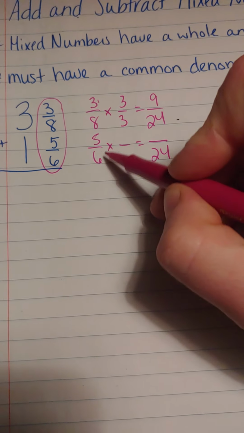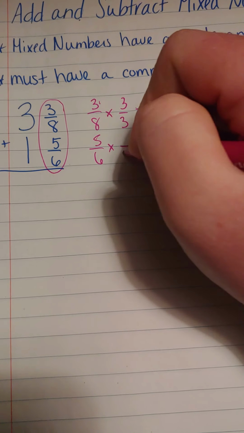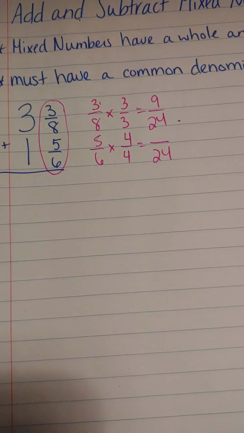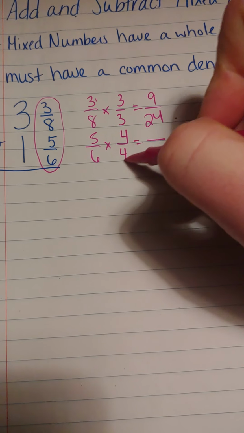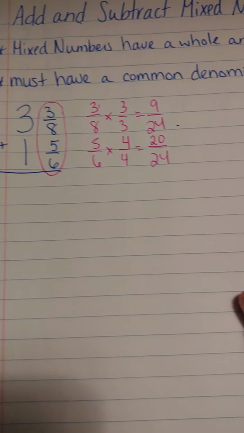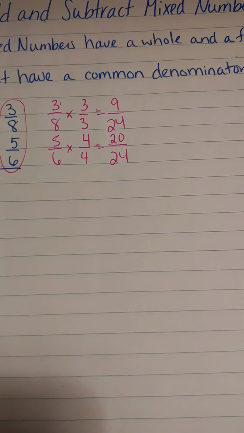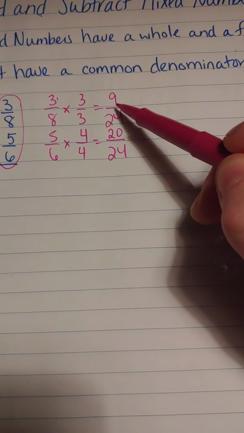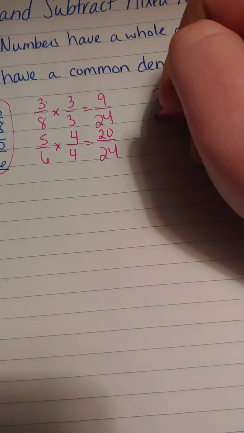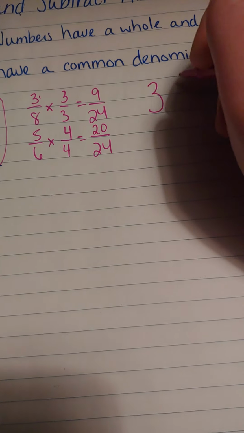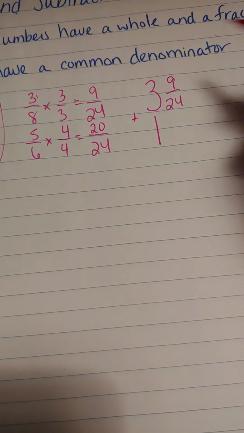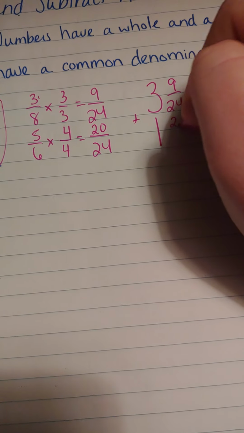Now let's do the same thing for 5/6. 6 times 4 gets me 24. Whatever I write on the bottom, I have to write on the top because we want this equal to 1 whole. 5 times 4 is now 20. So now I can plug in my new equivalent fractions. I'm going to rewrite my whole problem: 3 and 9/24 plus 1 and 20/24.